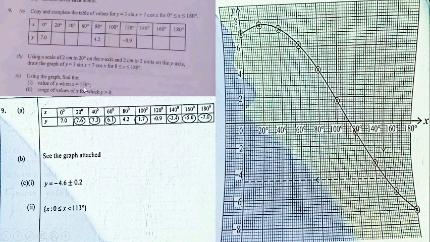Pardon me. I have to find the value of y when x is 150 degrees. Don't forget that x represents the angles. So where is 150 degrees for x? At this point, this is 140, and this is 160. So that means 150 should be here, because we know that 2 centimeters represent 20 degrees here. That means one broken line will be 2. So this is 140.